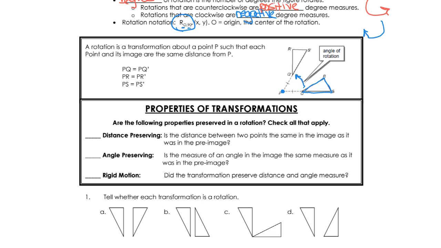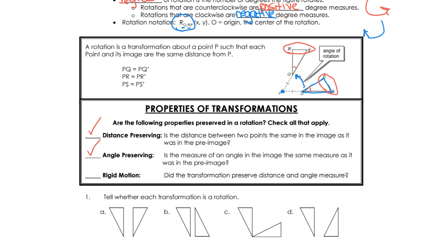Okay, notice the triangles don't change shape and they don't change size, and so those are our properties of transformations. Okay, the distance between 2 points in the original is no different than the distance between 2 points in the image. So distance is preserved or kept the same. Angle measure. If we were to measure the number of degrees in angle Q, or any of the angles, and match it up with its corresponding angle, it's going to have the same number of degrees, and so angle measure stayed the same, or they call that angle preserving.